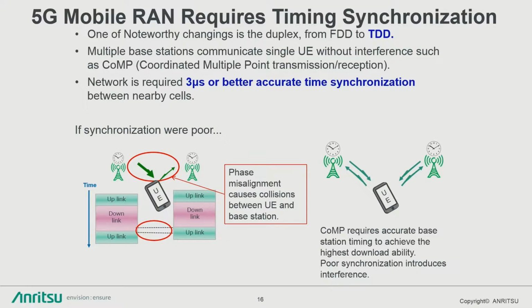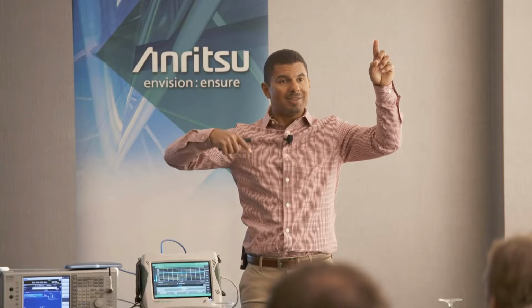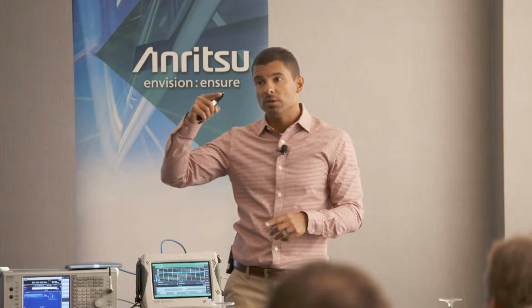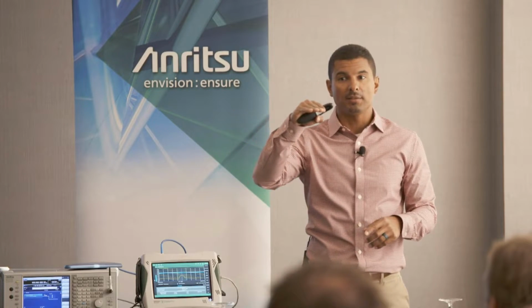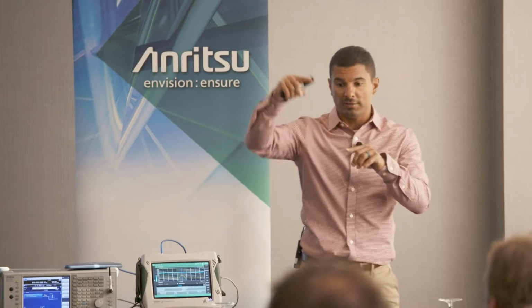Now, what's the biggest difference with TDD versus FDD? Well, in FDD, you had different frequencies for your uplink and your downlink, right? You didn't have to worry about timing so much because they were on two different frequencies. In TDD, they're on the same frequency, but in different time slots. So depending on the time over that same spectrum, you're either doing uplink or downlink. You're not doing both. It's always at that specific time slot.